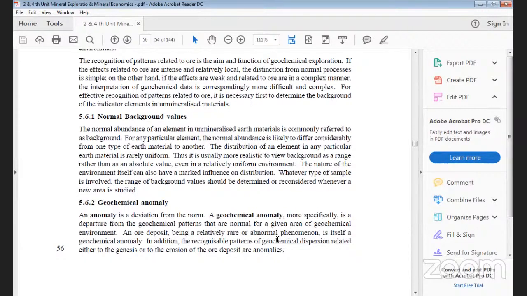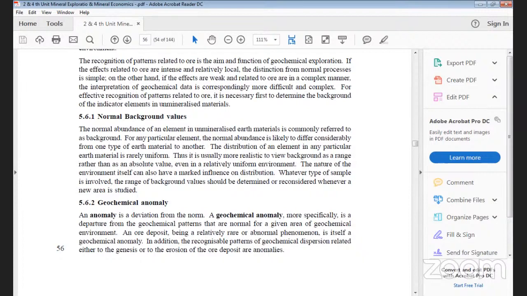Even in a relatively uniform environment, the nature of the environment itself can have a marked influence on the distribution. Definitely, it shows an influence, whether it belongs to the primary environment or the secondary environment. Whatever type of sample is involved, the range of background values should be determined or recognized whenever a new area is studied. So now we can fix the geochemical anomaly.